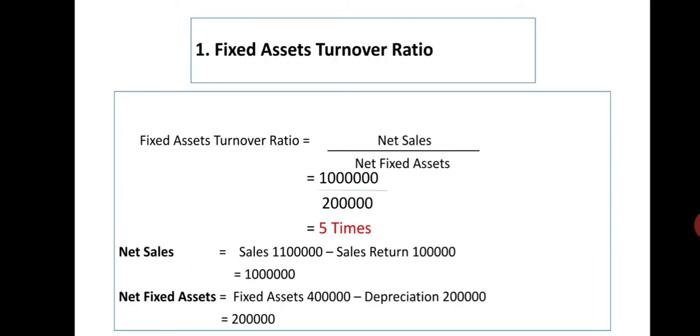So here first we have to calculate fixed assets turnover ratio. Net sales divided by net fixed assets. As I told you regarding net sales, sales minus sales return. Sales is 11 lakh and sales return is 1 lakh. So net sales is 10 lakh. And net fixed assets: fixed assets is 4 lakh and depreciation is given 2 lakh. So minus depreciation 2 lakh, it comes to 2 lakh. So fixed assets turnover ratio is equal to 10 lakh divided by 2 lakh, it comes to 5 times.